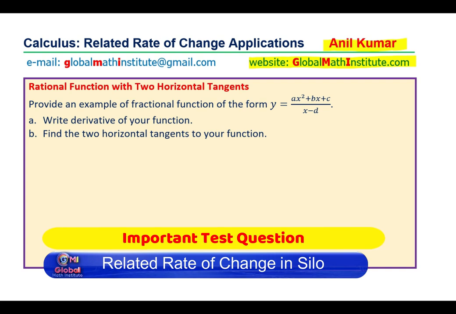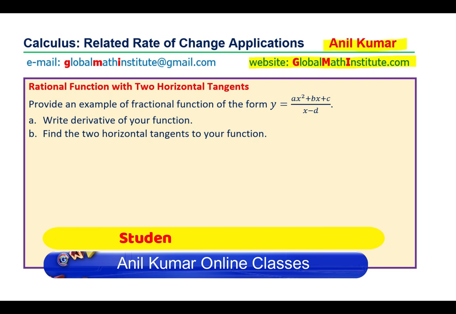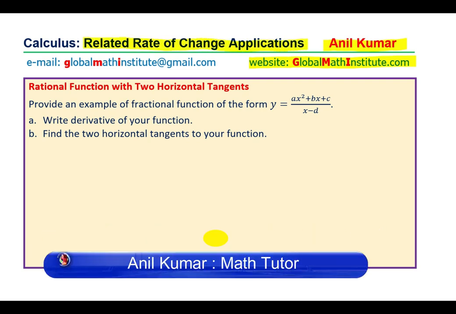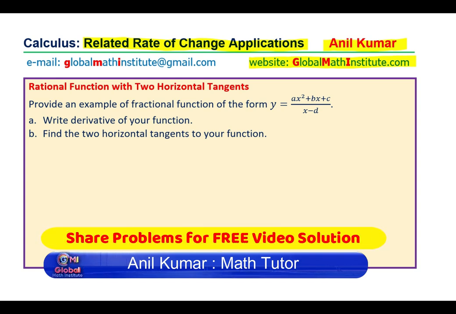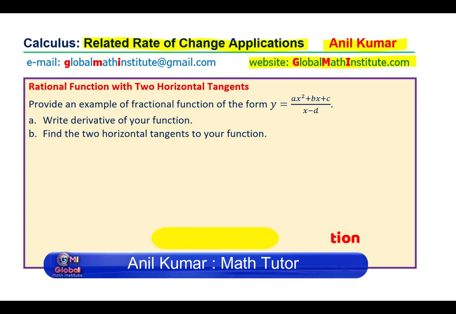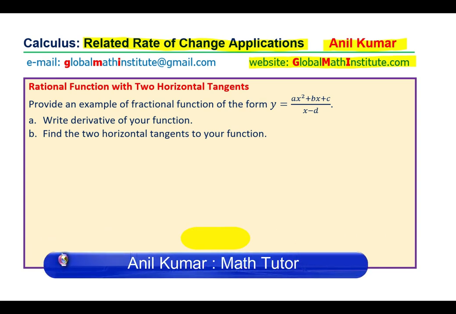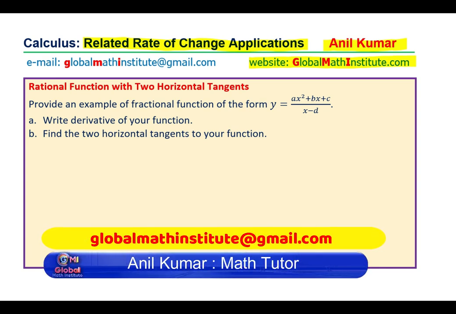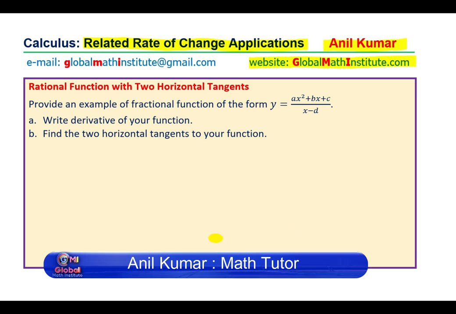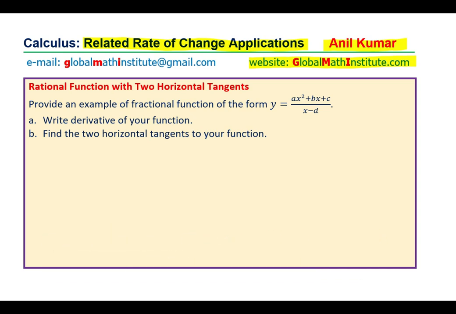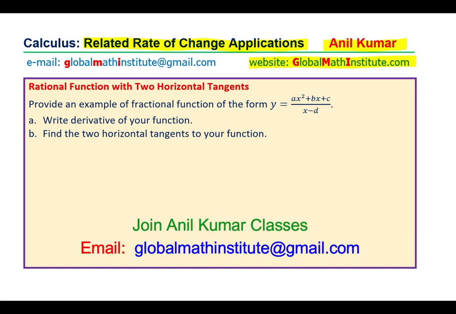Here is a question from one of our subscribers on related rates of change. Now, these are very difficult applications sometimes to work with, and this particular question is extremely difficult. Provide an example of fractional function of the form y equals ax squared plus bx plus c divided by x minus d. Write derivative of your function. Find the two horizontal asymptotes to your function.